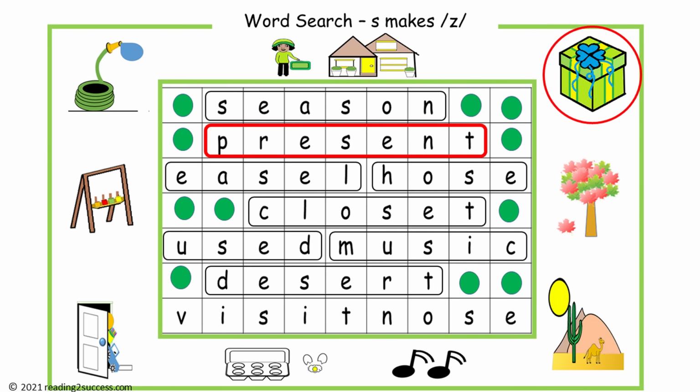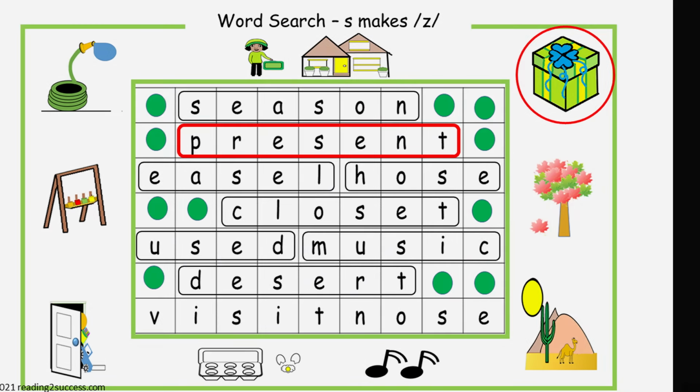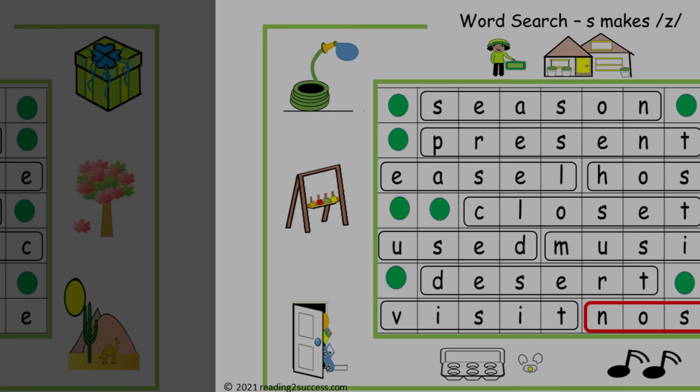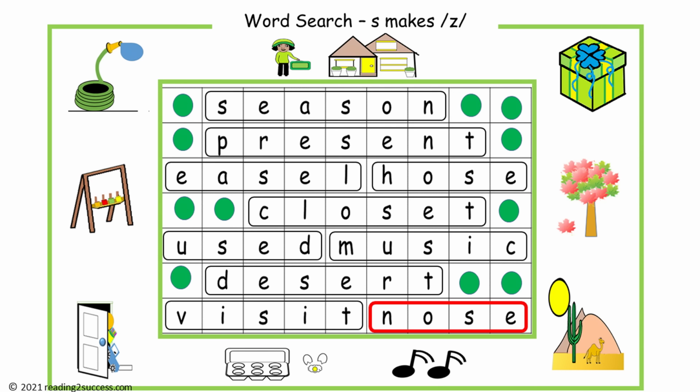The eighth word is present, and the S makes a Z sound because it comes between E and E. The next word is visit, and the S makes a Z sound because it is in between two vowels, both of them I. And nose is a word we haven't had, but the S makes a Z sound because it is in between O and E. And now we have a completed word search.